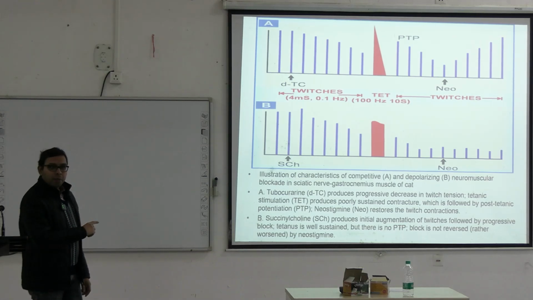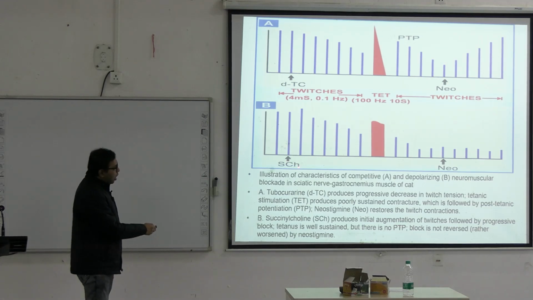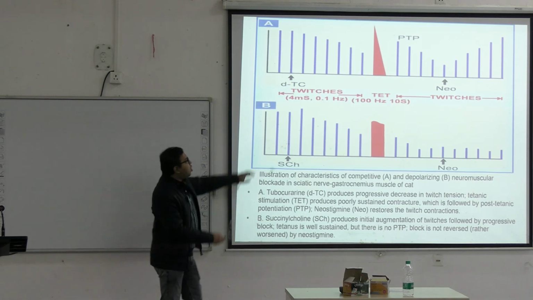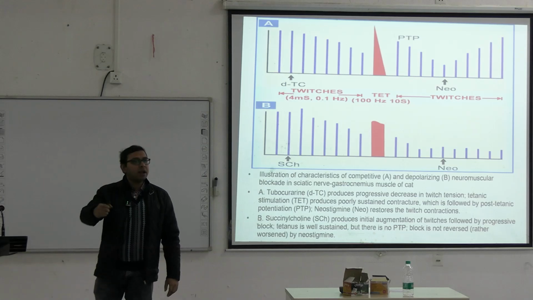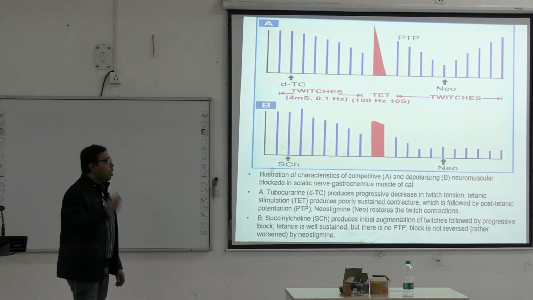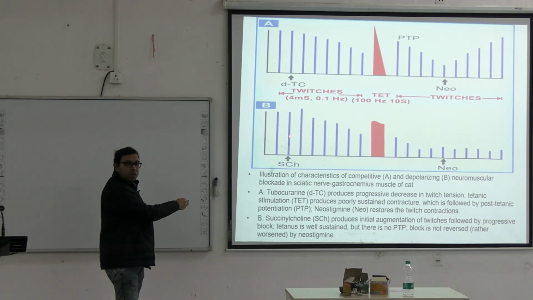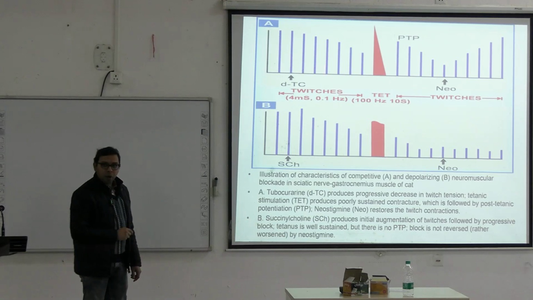But when a depolarizing blocker like succinylcholine is given, you can see this is the normal one. Here the succinylcholine is given. When the succinylcholine is given, there will be a brief rise because this is the depolarizing blocker, and there will be fasciculation and twitching. So immediately after giving the succinylcholine, there will be increase of the muscle contraction. This is due to the fasciculation, that also leads to hyperkalemia. And then there will be again gradual decrease of the muscle contraction like that of the competitive blocker.